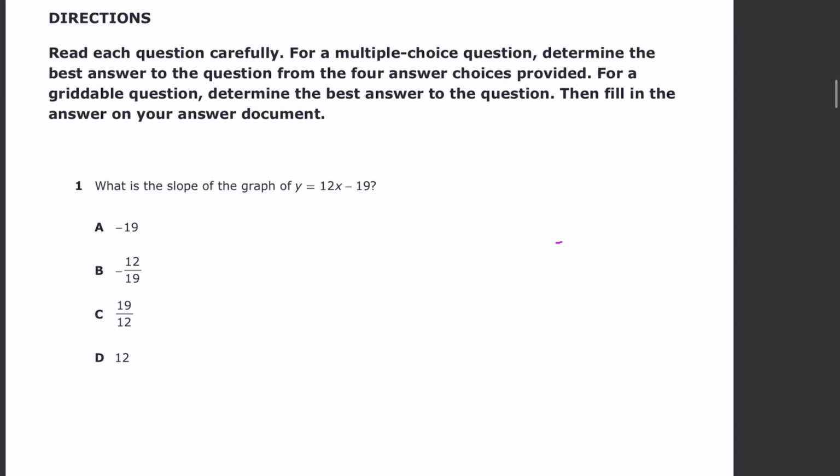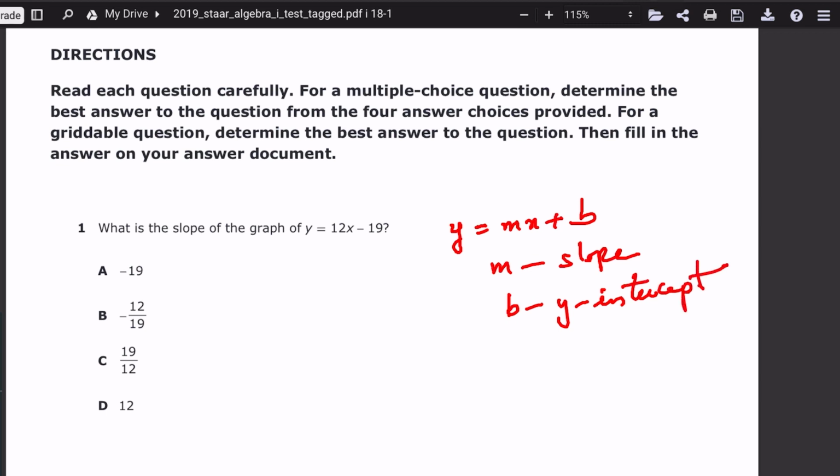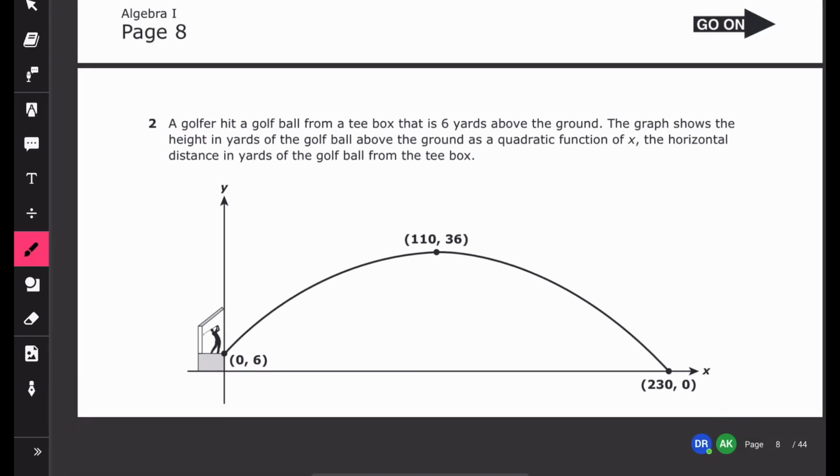So we'll start off with the first problem. What is the slope of the graph y is equal to 12x minus 19? Now you know the slope intercept form is y is equal to mx plus b. So now this is the equation. Here m is the slope and b is the y-intercept. In this question they asked what is m. If you compare this with 12x minus 19, your slope is equal to 12. So therefore D is the right answer.